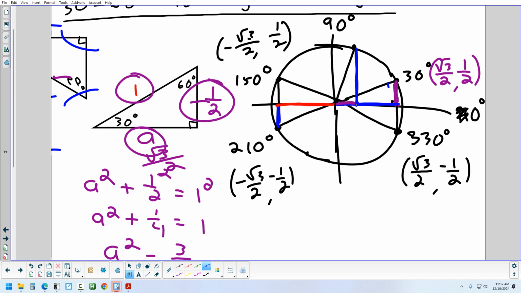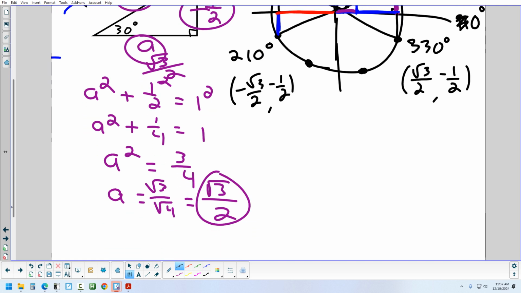Anybody think they know what the coordinates for 60 would be? 1/2, square root 3 over 2. Yes. So 30 and 60 are the same triangle. It's just standing up rather than laying down on the long side. And knowing the 60, that allows you to do 60, 120, 240, and 300.